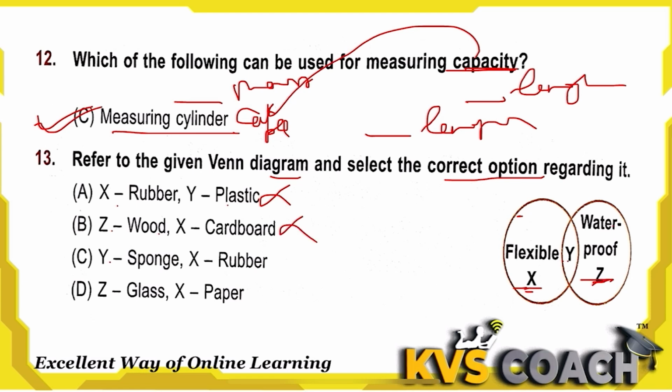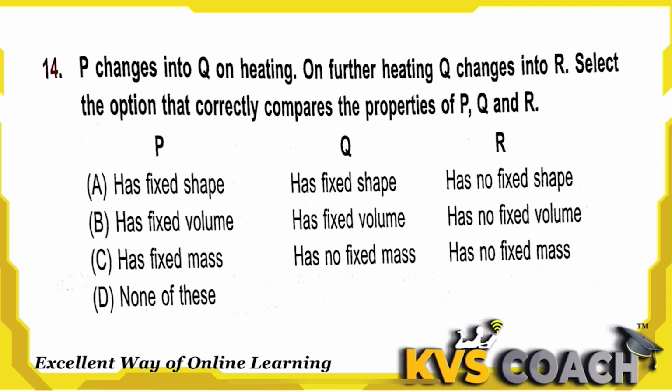This is also wrong. C, Y is sponge. Y is flexible, but sponge is not waterproof. So this one is also wrong. Z, glass. Z is waterproof, glass, yes, glass is waterproof. X is paper. Yes, paper is flexible. So this is the right answer here. Option D is the right answer.